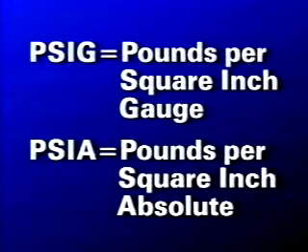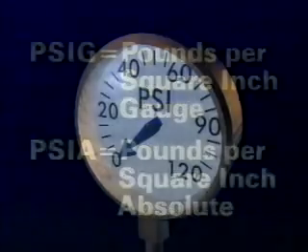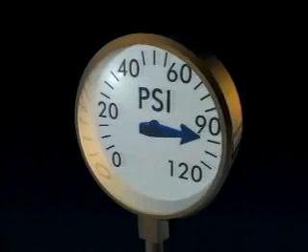You may hear engineers refer to pounds per square inch absolute, or PSIA. This is equal to gauge pressure plus 1 atmosphere. So, a gauge reading of 100 PSIG has an absolute pressure of 114.7 PSIA at sea level.